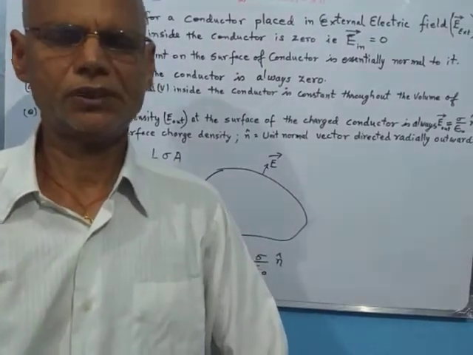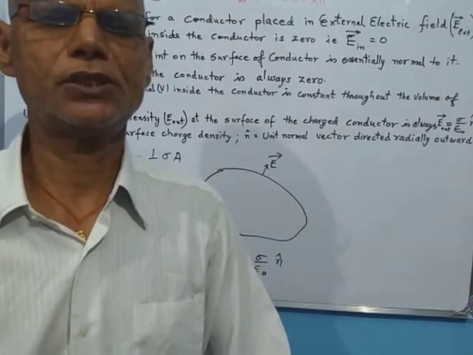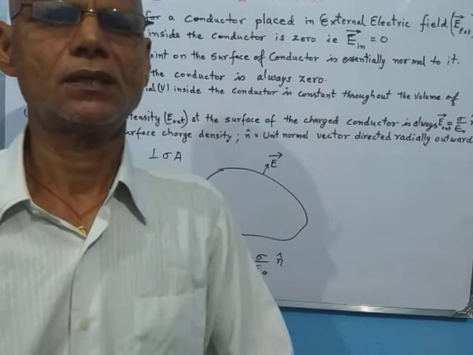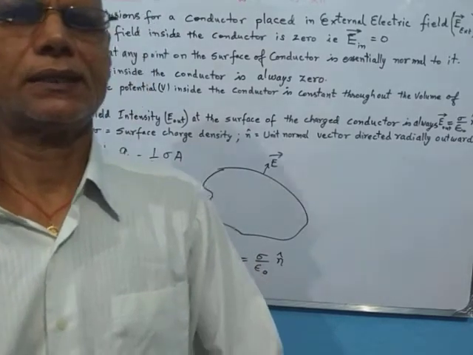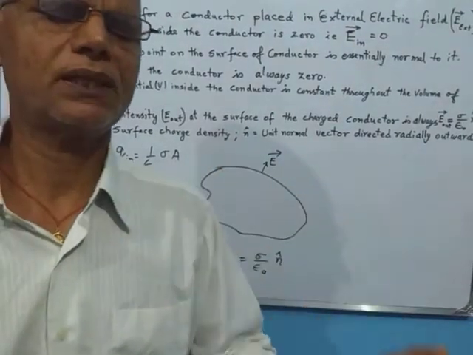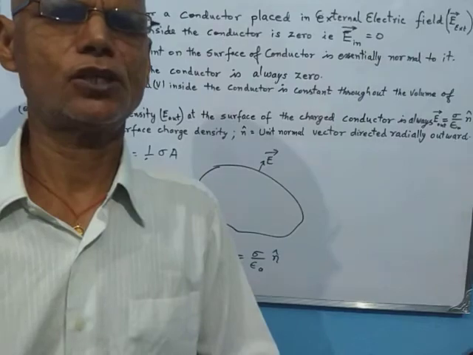Hello students, today we are going to learn about the behavior of a conductor which is placed in some external electric field. Now let us consider that a conductor is charged or it is not charged. In both cases we will see one by one. So let us say the conductor is not charged.